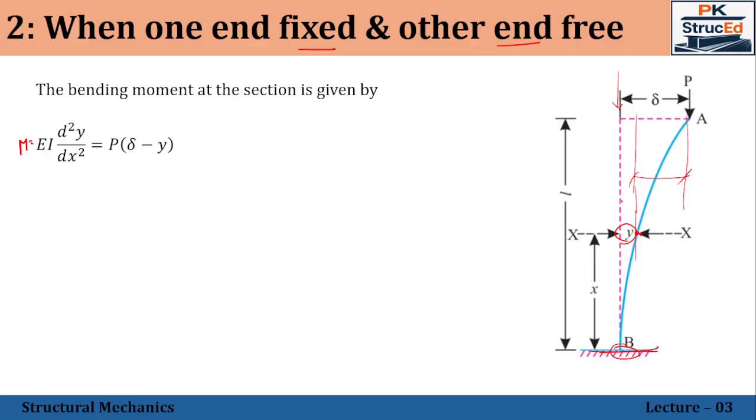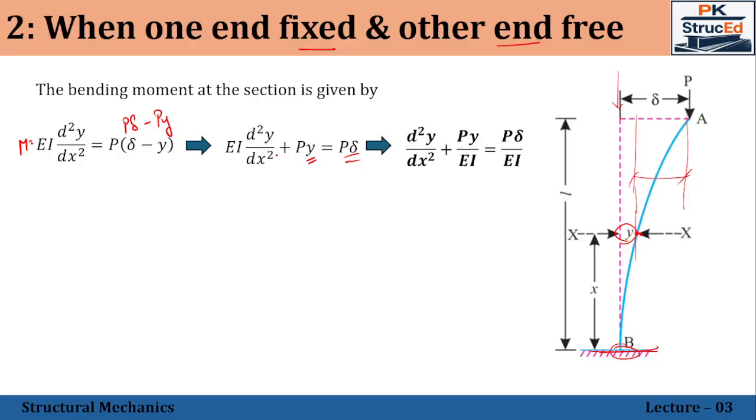into delta minus y. So now rearranging this one, that is multiplying within the bracket, we'll be getting P delta minus Py. And that will be taken to the left side also. Py will be taken to the left side because we have a variable y, and on the right side both are constants. So we can take it outside itself. So now again dividing the entire equation by EI, we'll be getting d square y by dx square plus Py by EI is equal to P delta by EI.